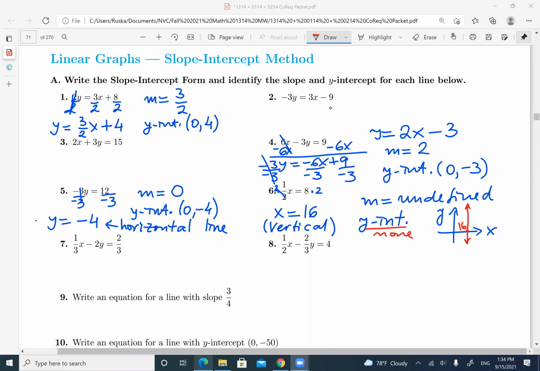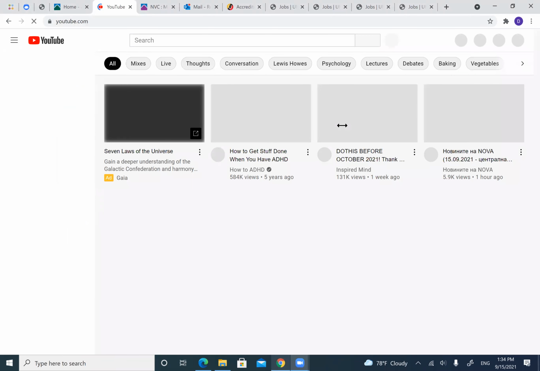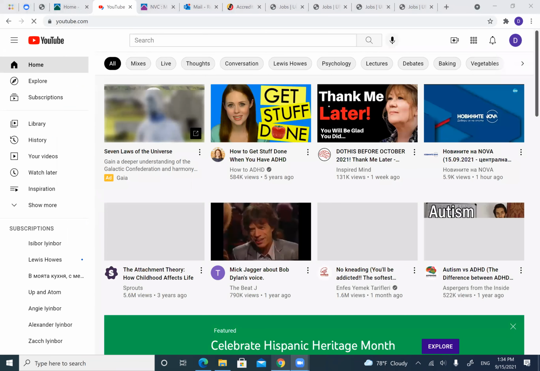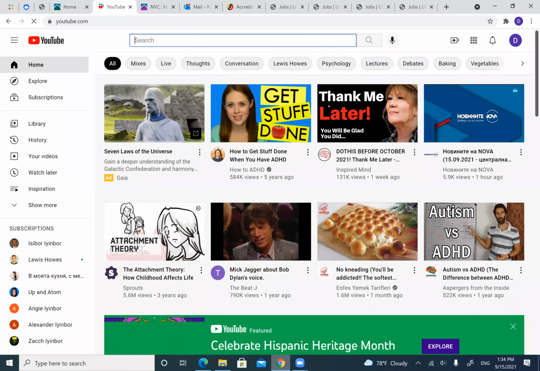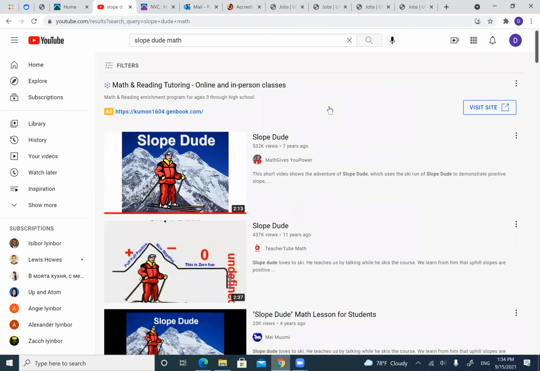I'm going to show you a video which is going to help you remember all these different slopes. It's a little short video on YouTube. You can watch it by yourself, but it's like 2 minutes, so we're going to watch it together. It's going to help us remember how to do the slope: when the slope is positive, when it's negative, when it's zero.